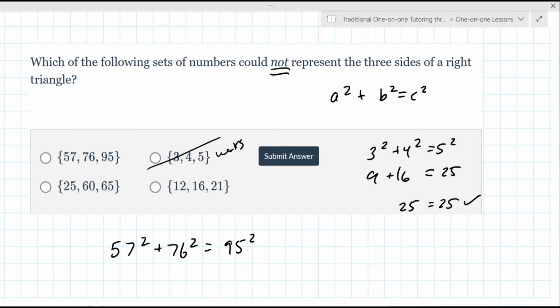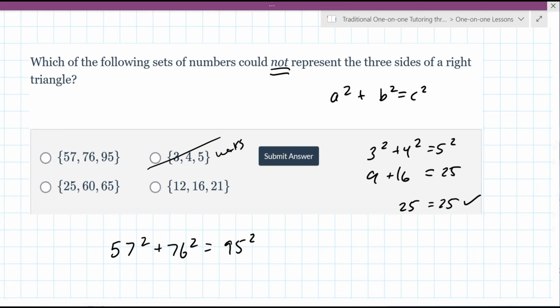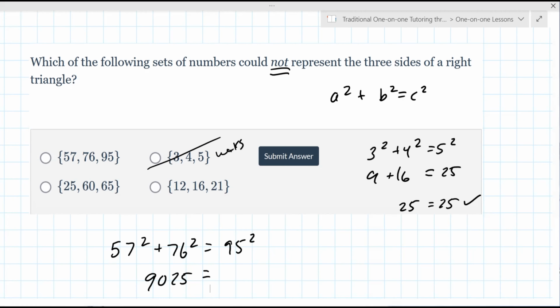It's greater than 95 squared. Right? Do you have a final answer for me on that? So 9,025, and then 95 squared is also 9,025. So this one works. So we know that's not the right one.